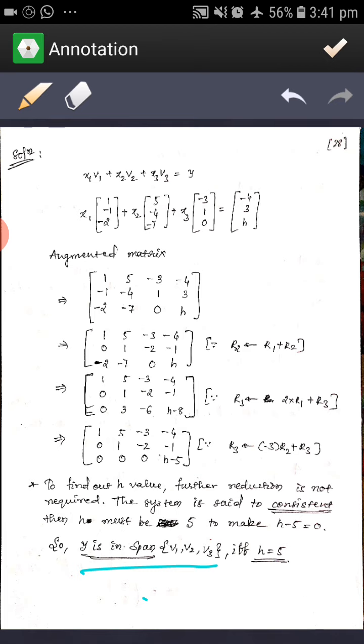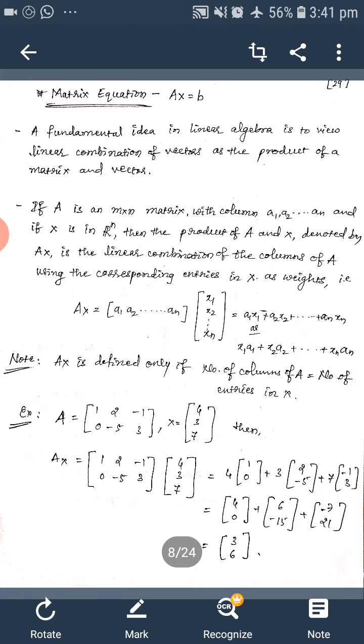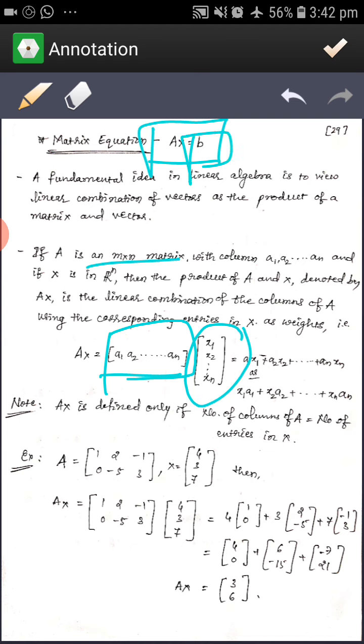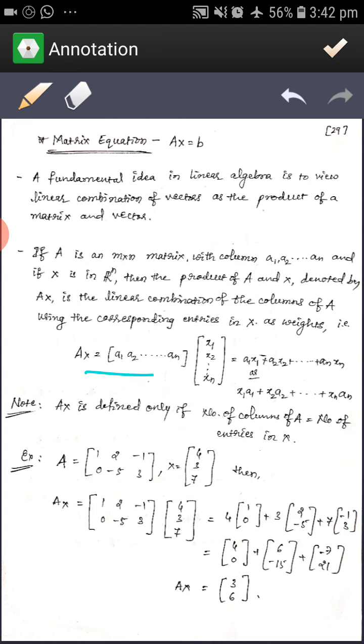So by saying this, we say that the system is consistent. Okay, then the same linear equations, as I told, we can represent as Ax equal to b. Here A is an m cross n matrix, x is the vector of variables, and b is the right-hand side, like a1 x1 plus a2 x2 is equal to b. That b term, and this is the Ax term.